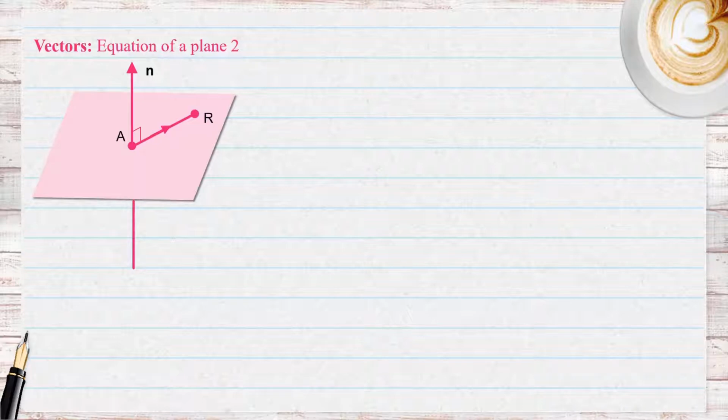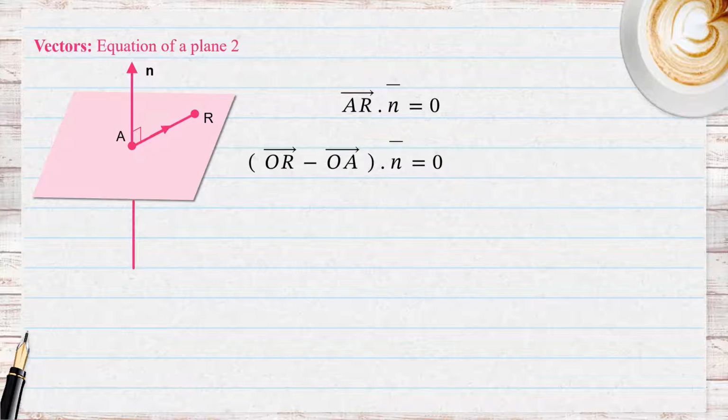Now we know that the normal to the plane, n, should be perpendicular to the line AR. And we also know that perpendicular vectors have their dot product equal to 0. So we're saying AR · n should be equal to 0. We can get AR by OR minus OA, so (OR − OA) · n = 0. Now we can represent OR by r and OA by a, so (r − a) · n = 0.